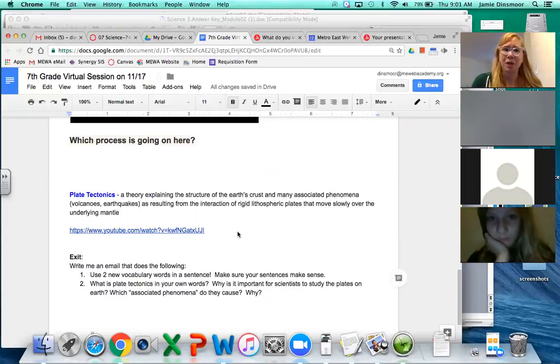So plate tectonics, it's a theory explaining the structure of the Earth's crust and many associated phenomena, right? They mean volcanoes, earthquakes, as resulting from the interaction of rigid lithospheric plates that move slowly over the underlying mantle, right? It's kind of a long definition, but really, the Earth has plates on it, right?